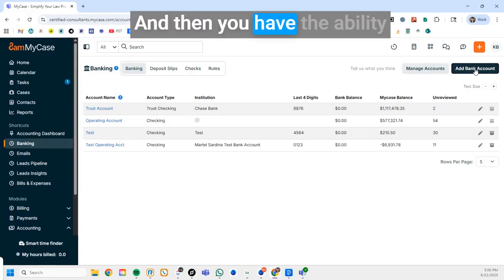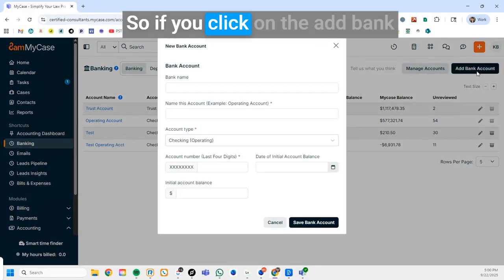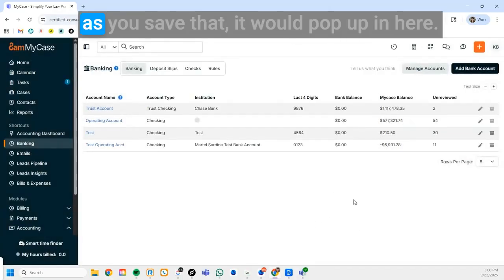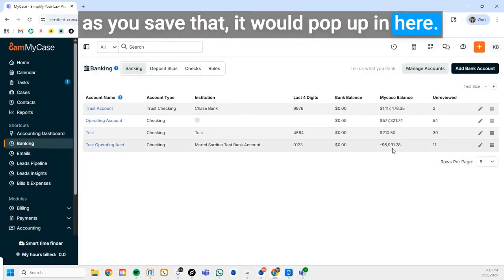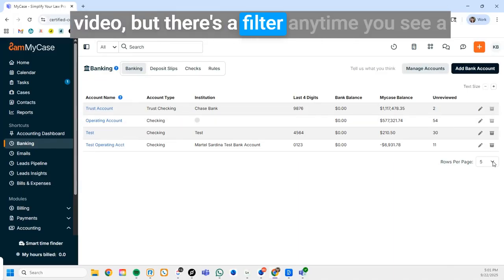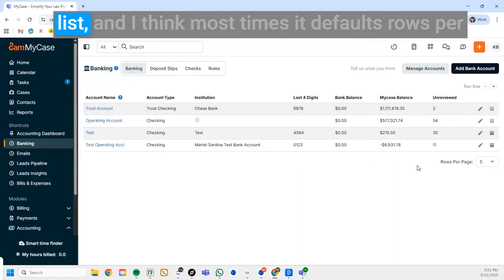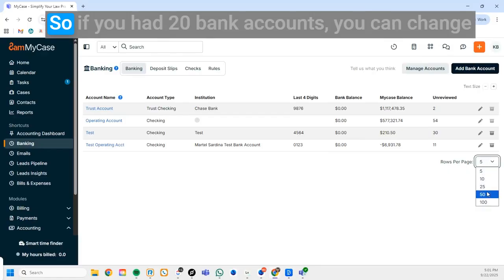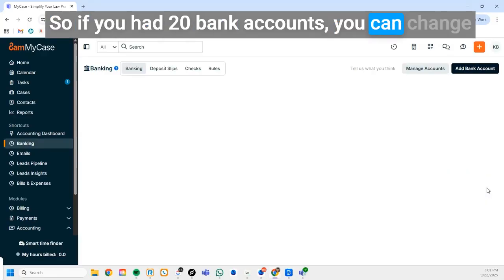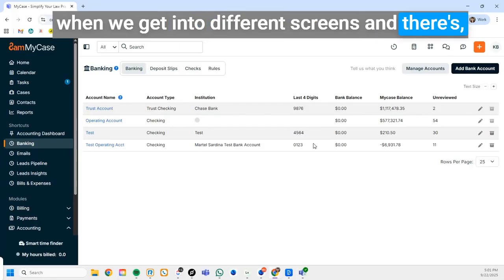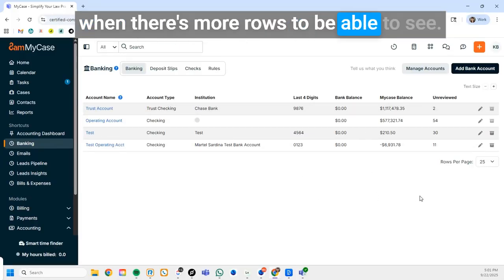And then you have the ability to add a bank account. So if you click on the add bank account, you can go in here and start entering the information. And then as soon as you save that, it would pop up in here. And I will try to not mention this on every single video, but there's a filter anytime you see a list. I think most times it defaults rows per page to 5, but you have these other options. So if you had 20 bank accounts, you could change that to 25, and then that'll work when we get into different screens and when there's more rows to be able to see.